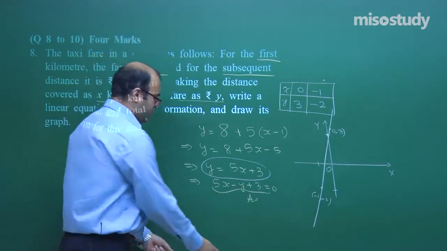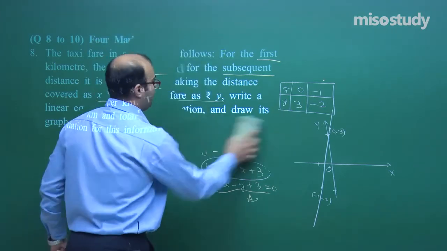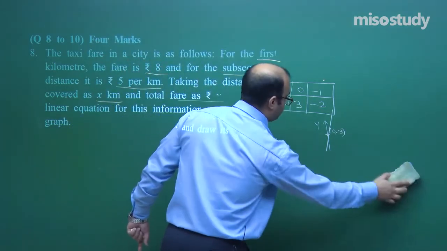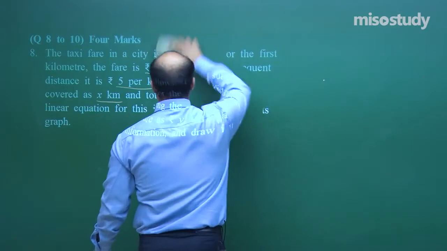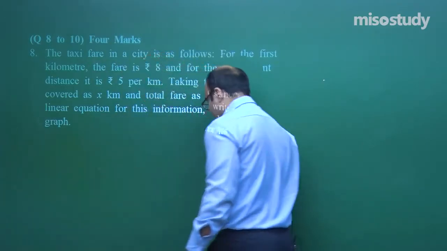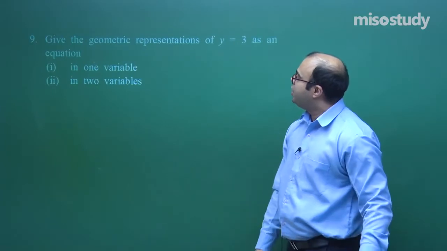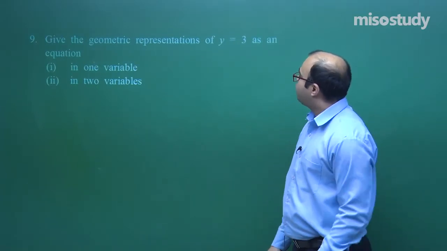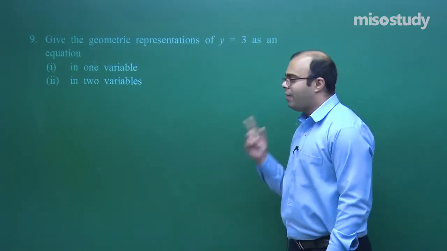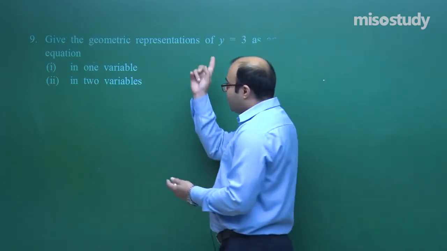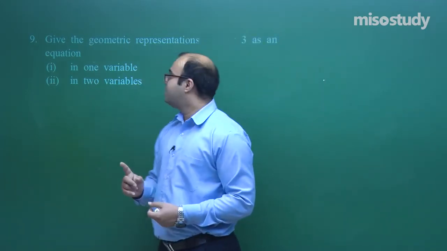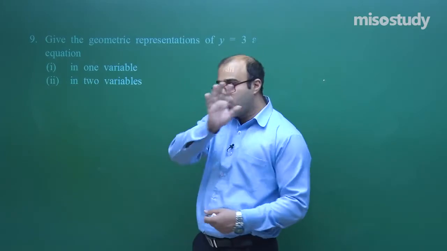Okay, nice. So after knowing this, we can solve any question of linear equation in 2 variables, whether it is in word form or it is mathematical form. 9th question, give the geometric representation of y equal to 3 as an equation in 1 variable. If it is an equation in 1 variable, that means there is only one variable y, there is no x.